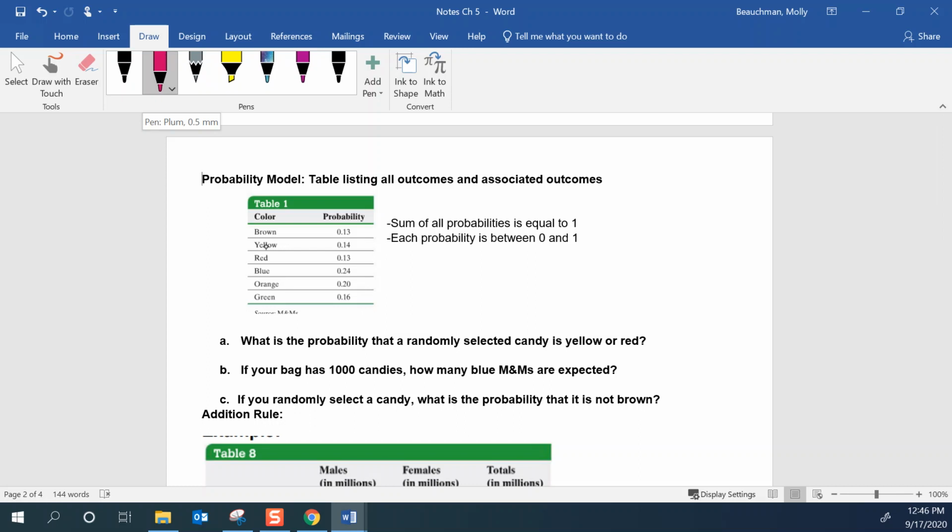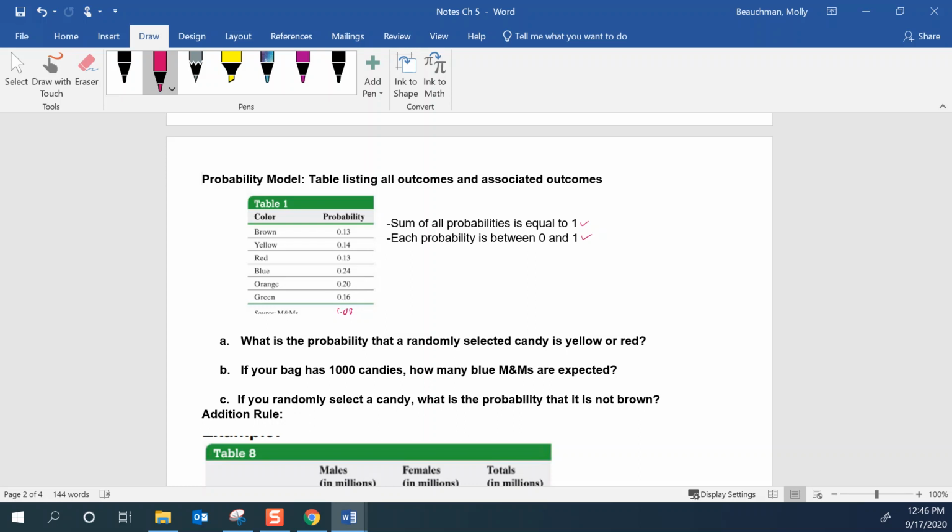Notice that this probability model has all of the possible colors of M&Ms and all of the associated probabilities. To check that it's a probability model, the sum of all the probabilities has to equal 1, and each probability is between 0 and 1. If you add these together, you'll get a total of 1.00.